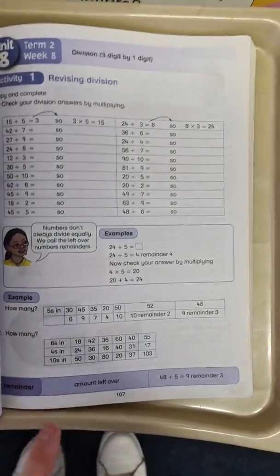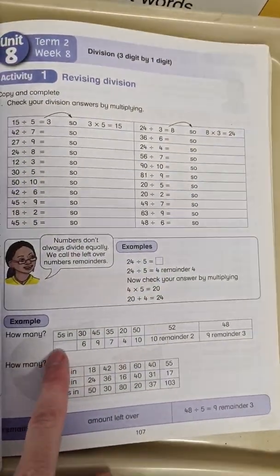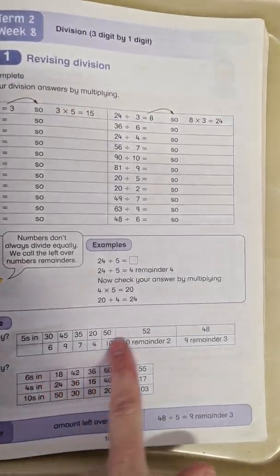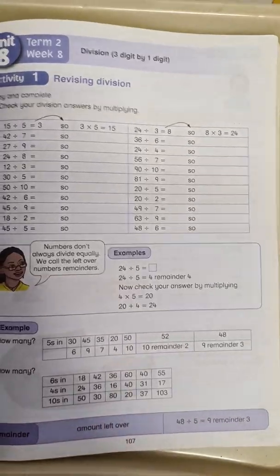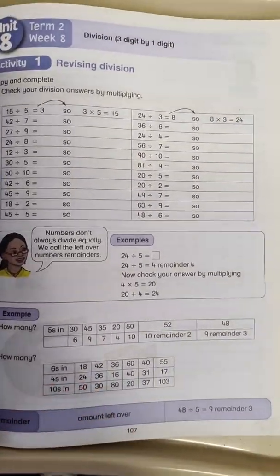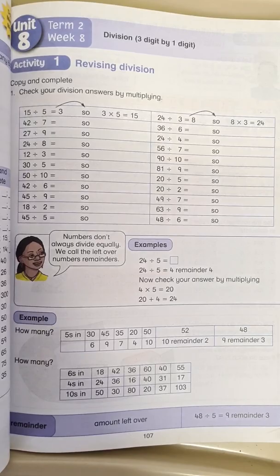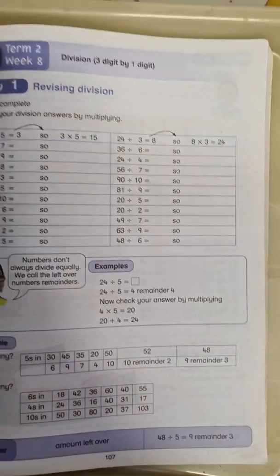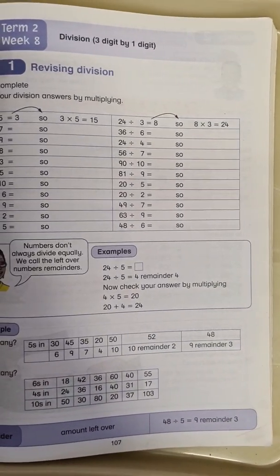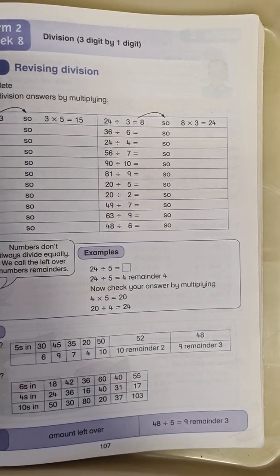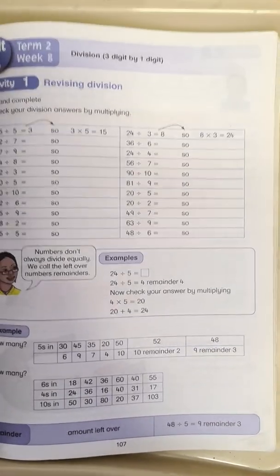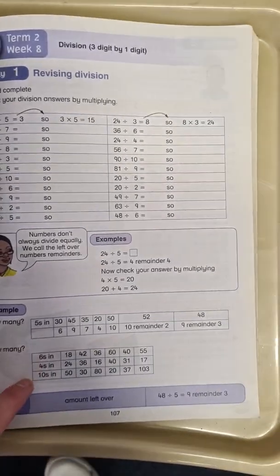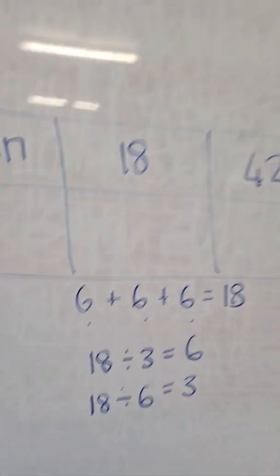The next question says, how many 5s in 30, or how many 5s in 45? And there you can look at your example in the book, and you can see there are 6 5s in 30, there are 9 5s in 45, and I'm going to jump across to this one which says there are 10 5s, and we know 10 5s are 50, remainder 2 in 52. Now I've done the first one, and you are going to do these two, just so that we could do one together.